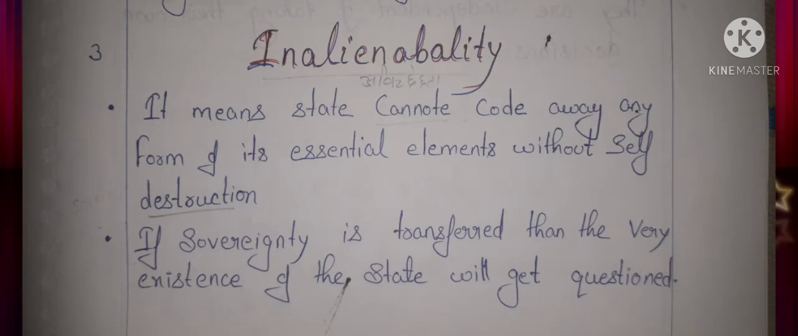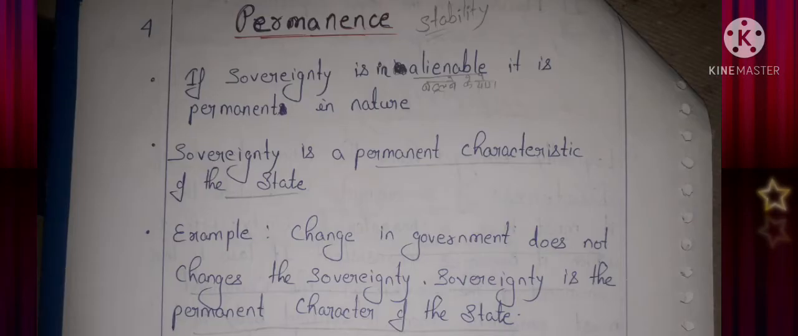Third, inalienability. It means the state cannot cede away any of its essential elements without self-destruction. If sovereignty is transferred, then the very existence of the state will get questioned. Fourth, permanence. If sovereignty is inalienable, it is permanent in nature. Sovereignty is a permanent characteristic of the state. Example: change in government does not change the sovereignty.